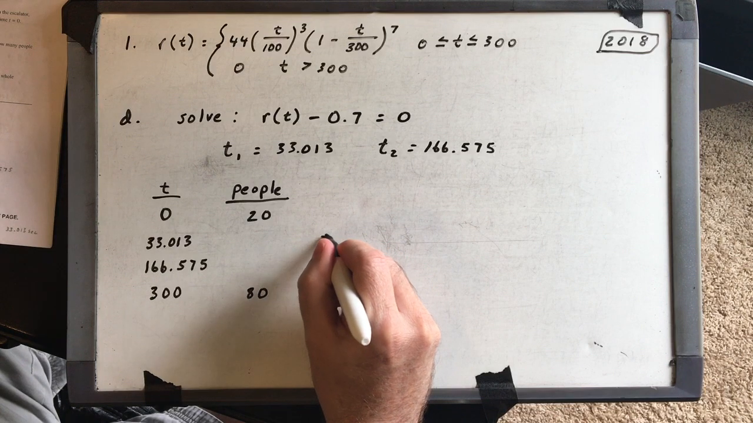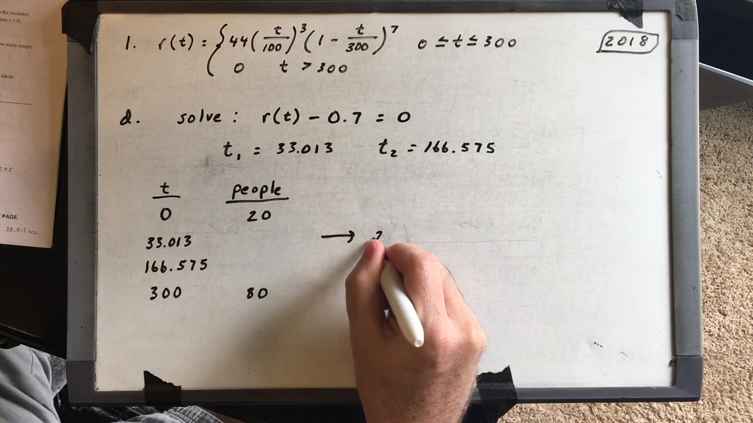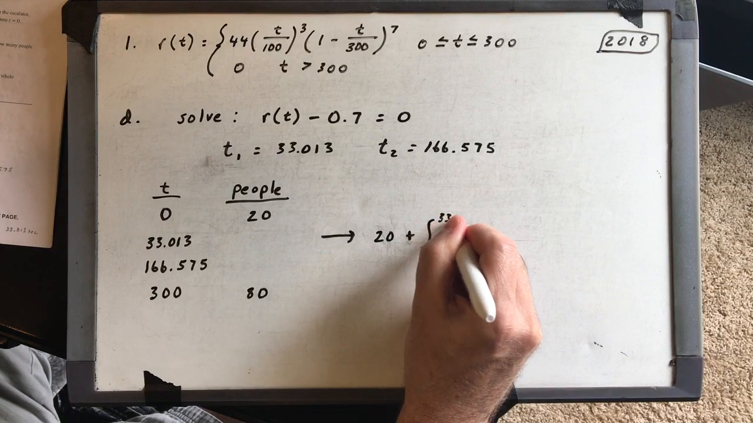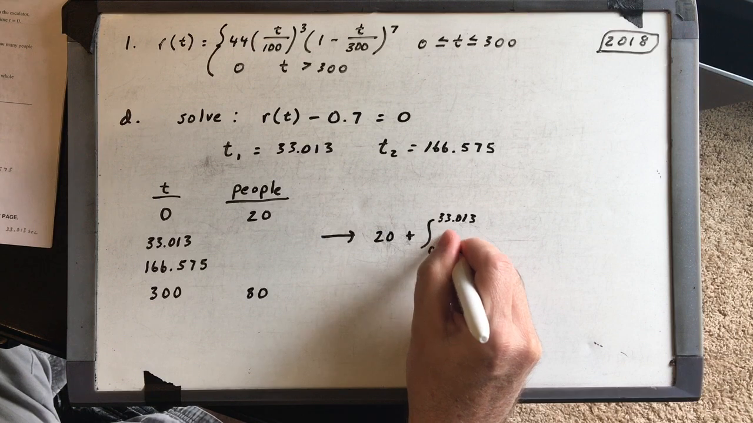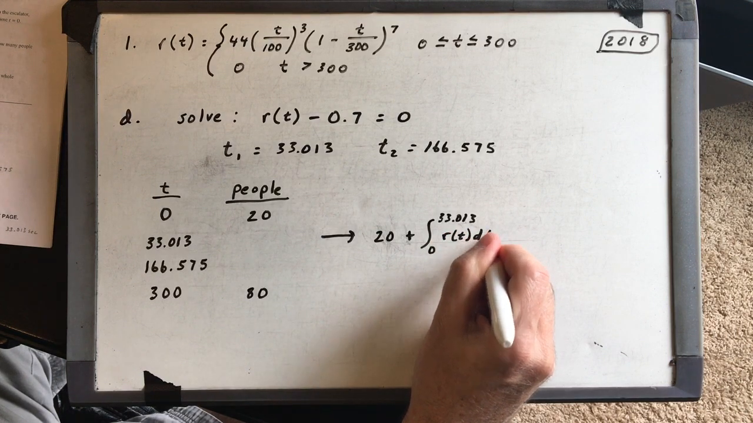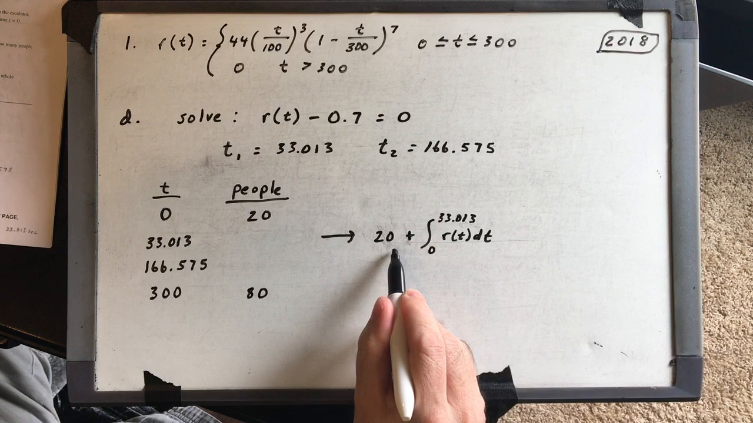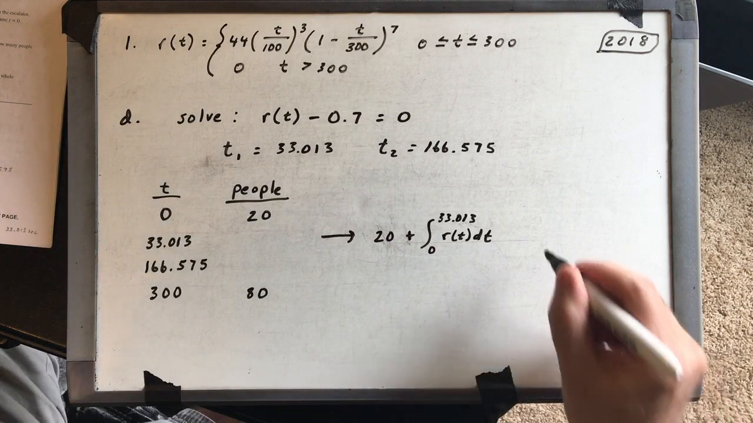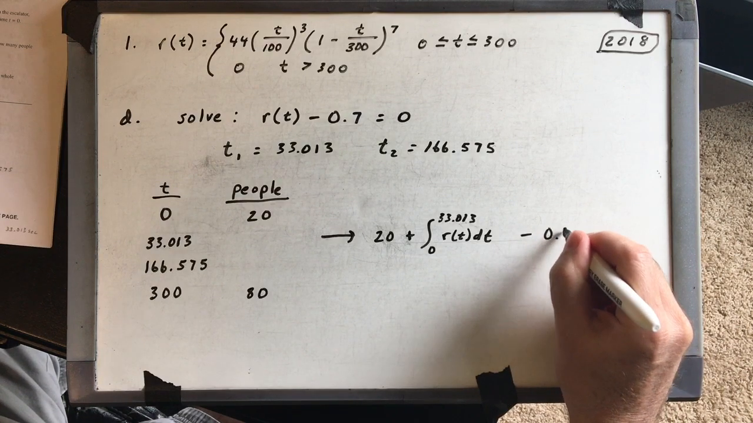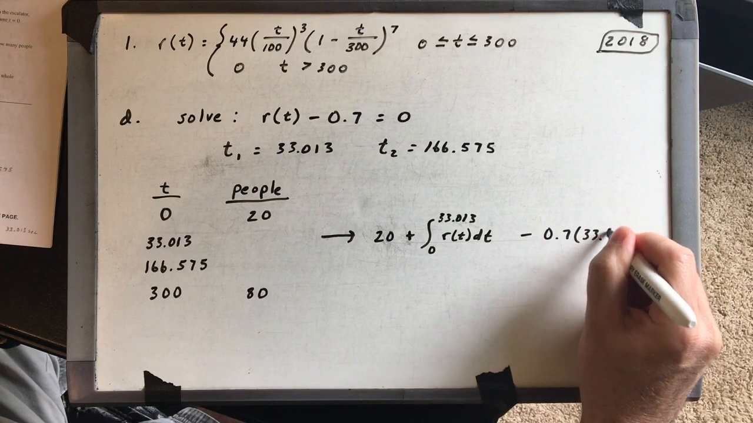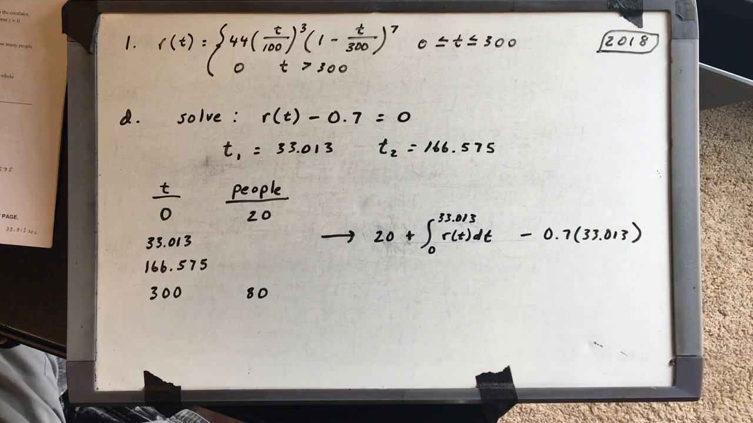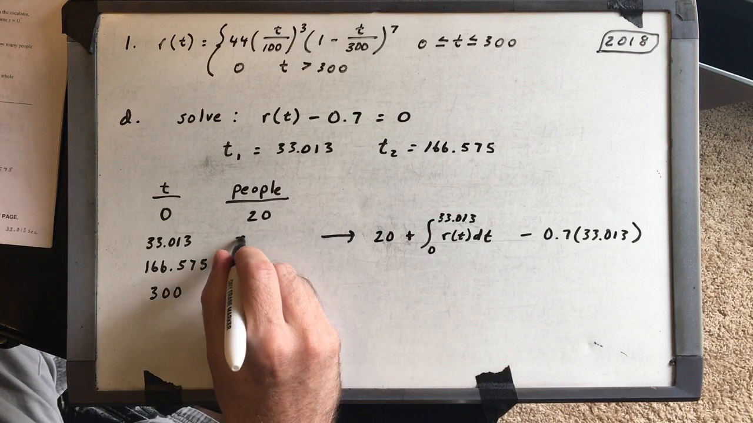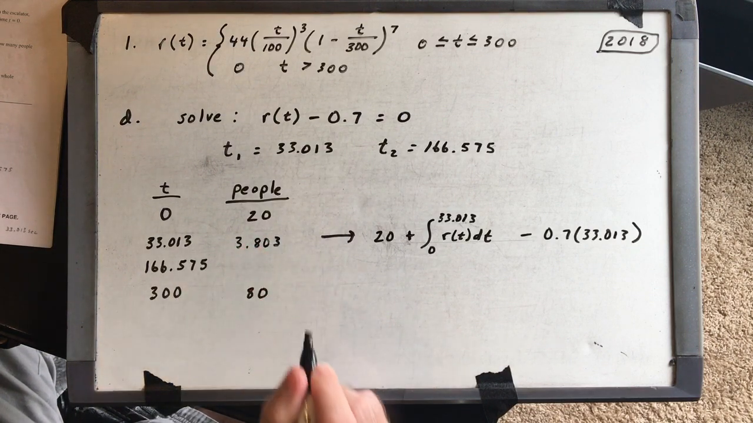Well, what you do is 20, that's what we started with, and then we integrate 0 to 33.013 of r of t dt. So you've got how many were there, how many arrived, and then we're going to subtract out 0.7 times 33.013. That's how many people departed. Okay, and if you put that in your calculator, you'll get 3.803 people.